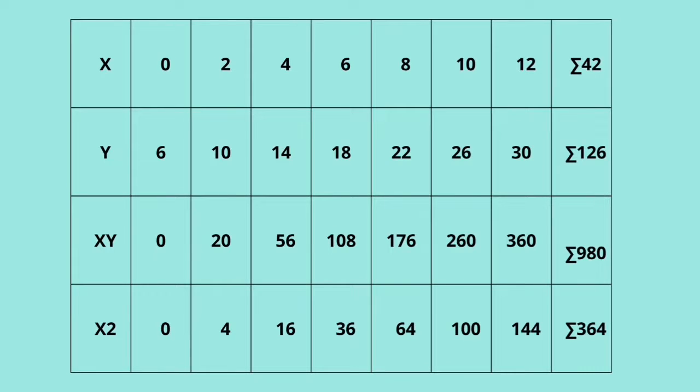Then we need to get the product of x and y. 0 multiplied by 6 is equal to 0, 2 multiplied by 10 is 20, 4 multiplied by 14 is 56, and so on. Then we have the sum of x, which is 42, the sum of y is 126, the sum of x squared is 364, meanwhile the sum of xy is 980.